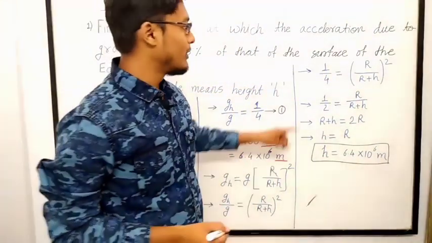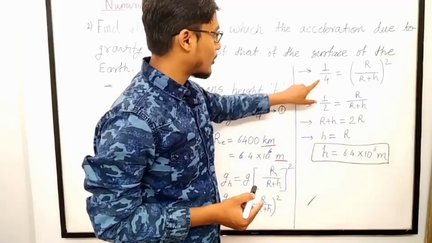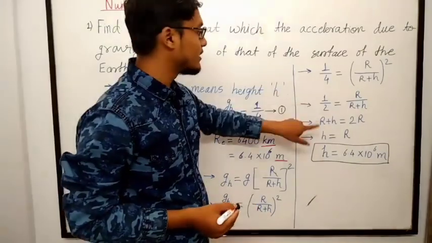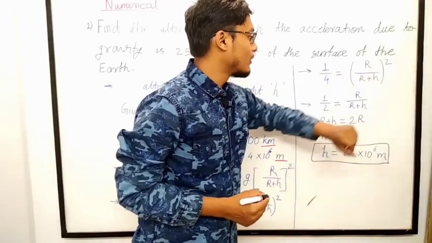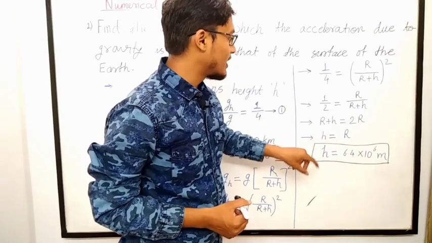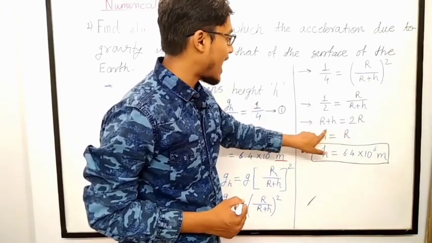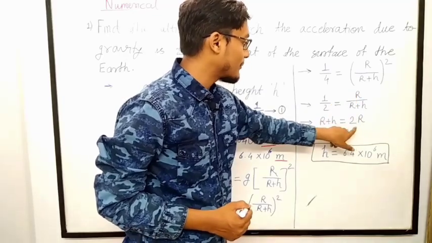Now we will take the square root on both sides. So what we will get? The square root of 1 by 4 is 1 by 2, and the square root of (r by r plus h) whole square is r by r plus h only. Now we will do cross multiplication. So we will get r plus h into 1, means r plus h, is equal to 2 into r, means 2r.